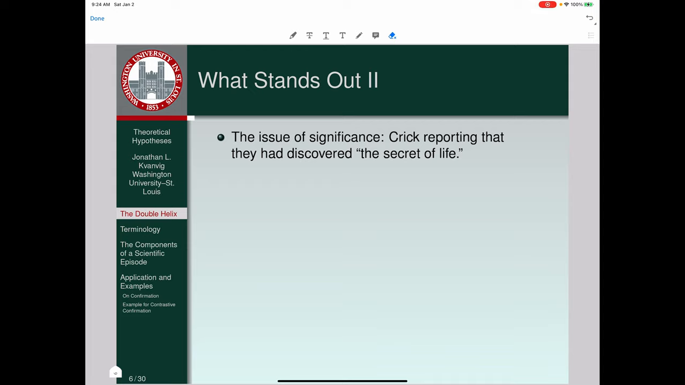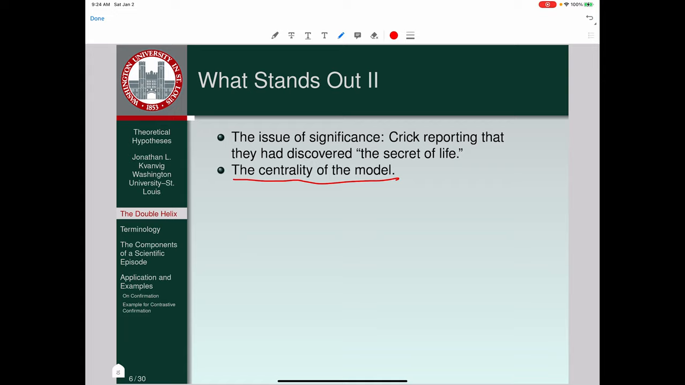So the second thing is that Crick is a good self-promoter. He's been like this his whole life. He claims that they had discovered, in discovering the structure of the DNA molecule, the secret of life. If that sounds a bit hyperbolic to your ear, yes, I'm on your side. The important thing, though, for Geary's purposes, is that when we want to understand what scientific episodes are about, we have to pay attention to the notion of a model.